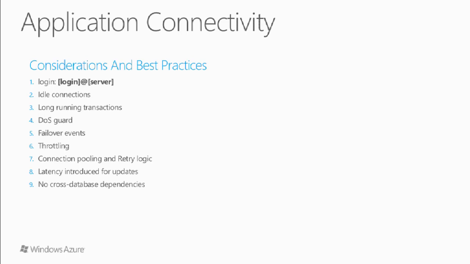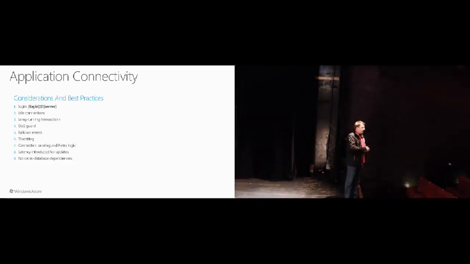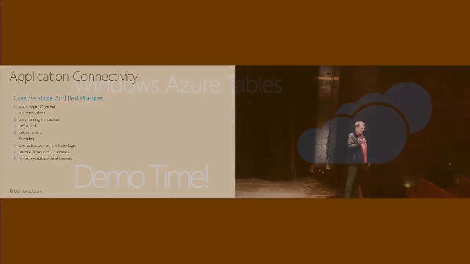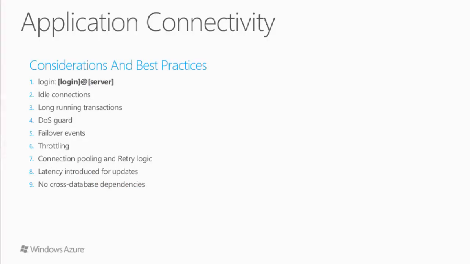For example, let's just walk down the list. Idle connections: how long does Azure wait before we terminate an idle connection? 30 minutes. We have a garbage collection process that goes through about every 5 minutes and finds any connection to a SQL database that's been idle for 30 minutes, and we terminate it. As a developer, that's important to me.